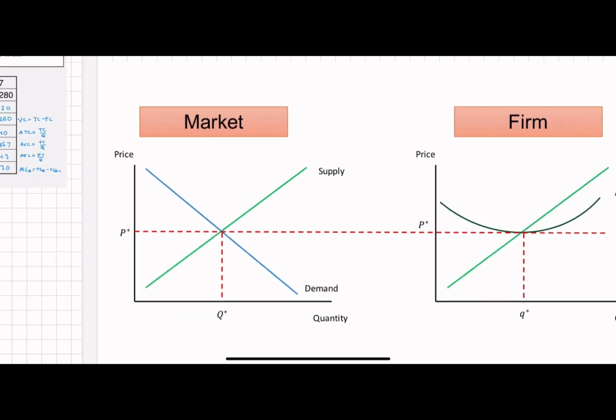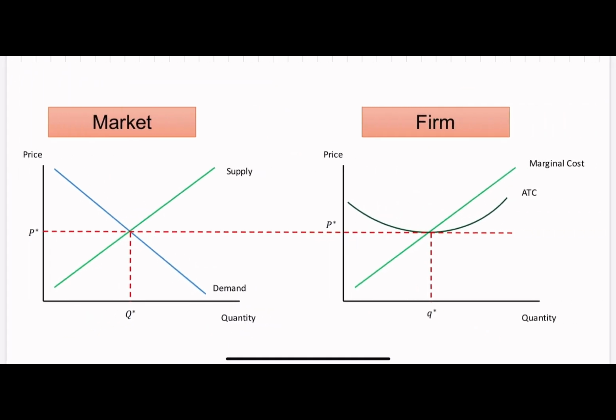Now what we're going to add is, in this market, there's a large number of firms, and each firm is identical. And so the firm sees the price given from the market. That's this price here. It comes all the way across, and this is the price that the firm is going to see. This price is given.